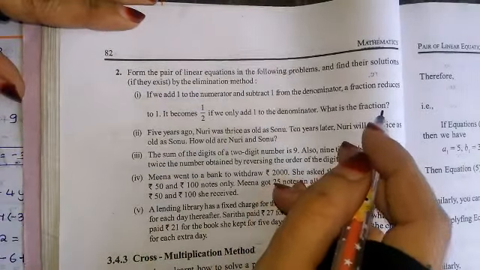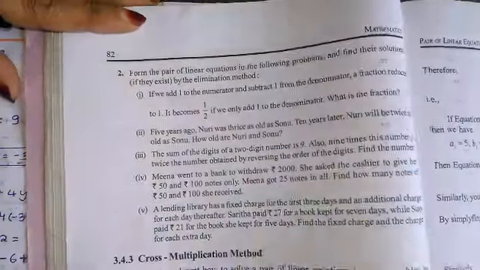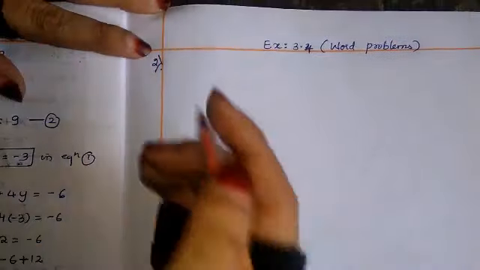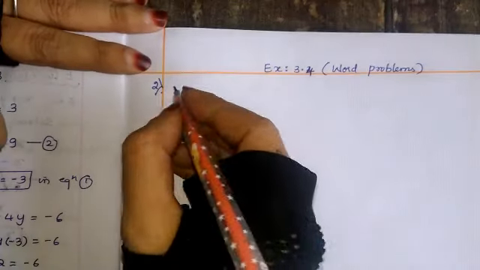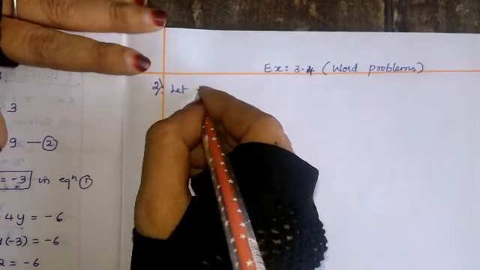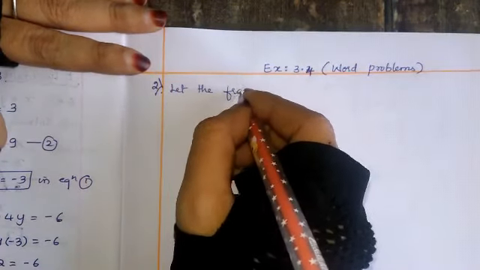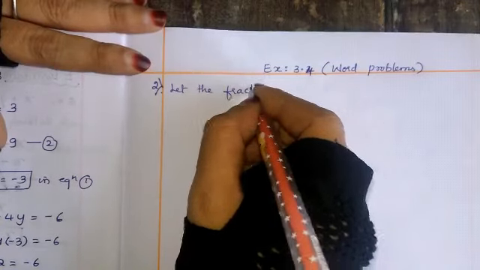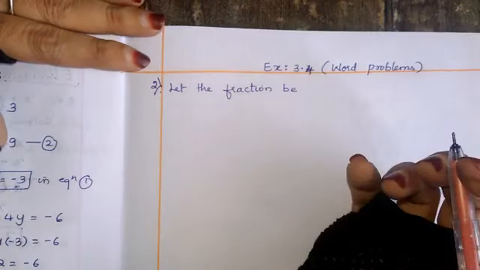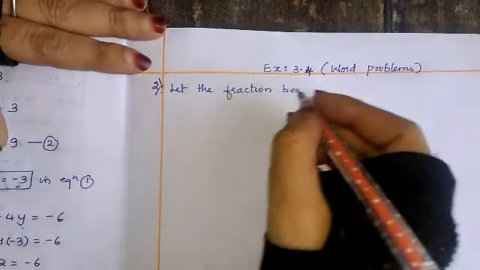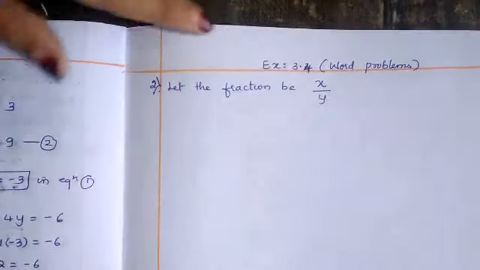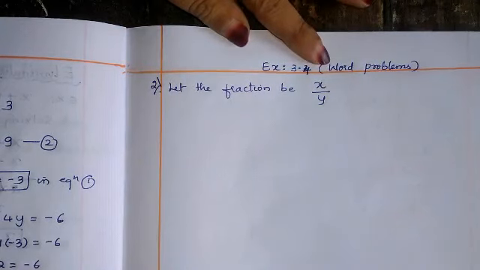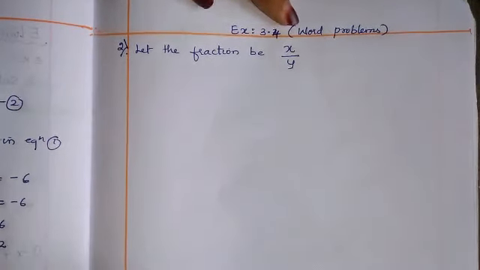A fraction they have told. Now what is the fraction? So let the fraction be... Our first step should be, they have told to find the fraction. What is the fraction? So let the fraction be x by y. This is the fraction. We have assumed x by y. Now let us start solving.